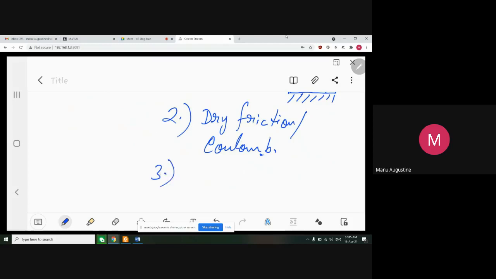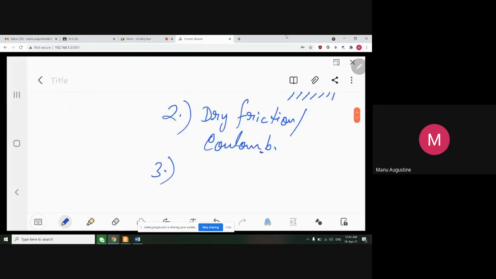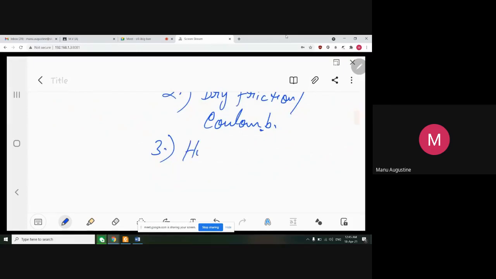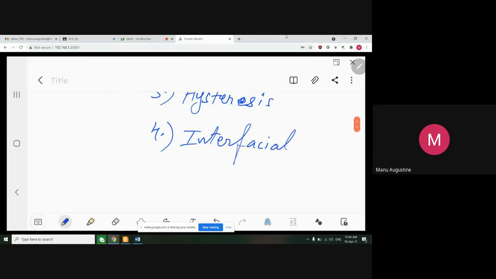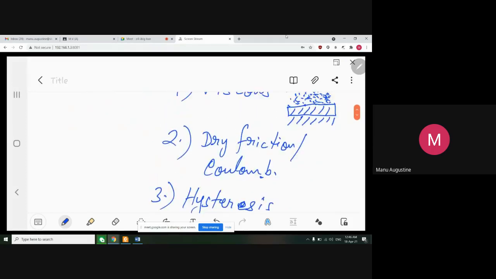If not of viscous or dry friction type, then the damping could be hysteresis. So hysteresis type of damping could be there. We will discuss hysteresis damping in another lecture, so I'm not going to elaborate much on that. Or it could be interfacial damping. Interfacial means the type of resistance which is encountered at the interface of joints which are held under pressure. Anyway, our focus in this particular lecture is on dry friction or Coulomb damping.